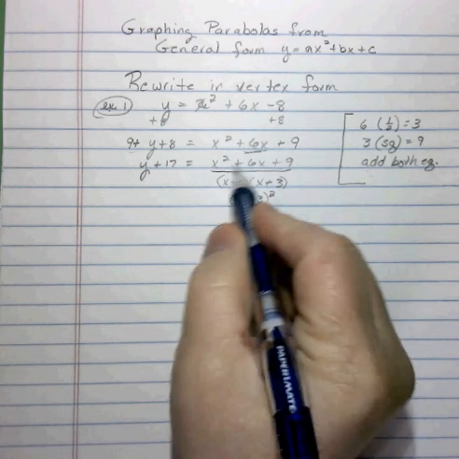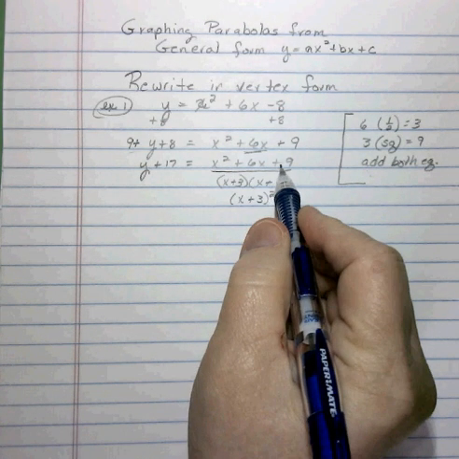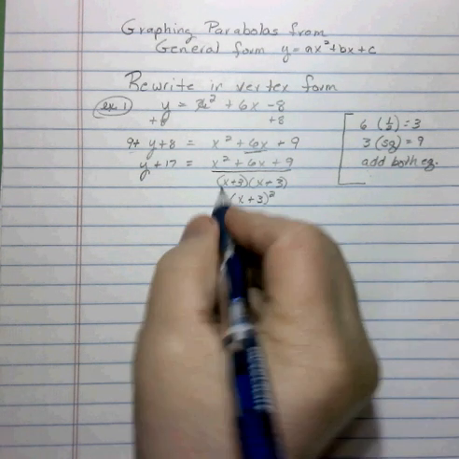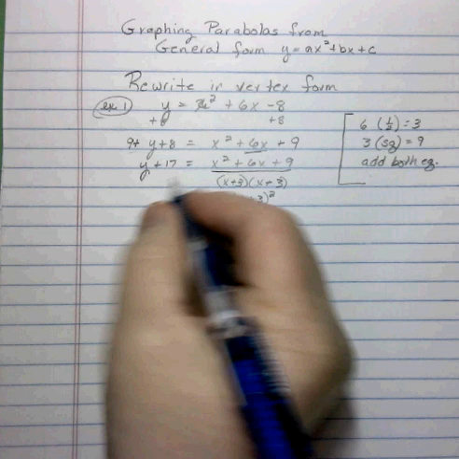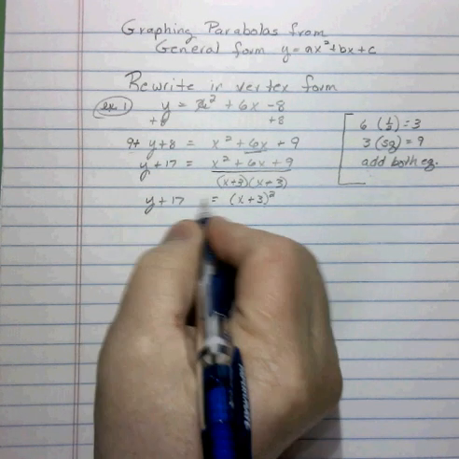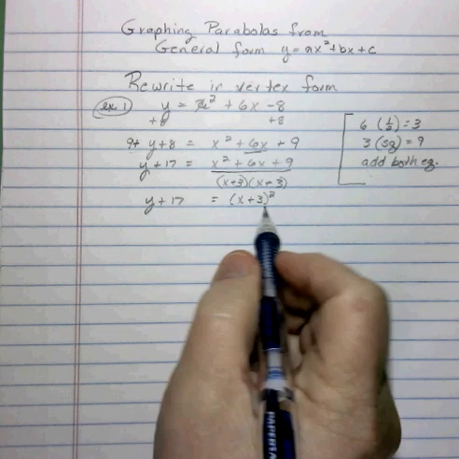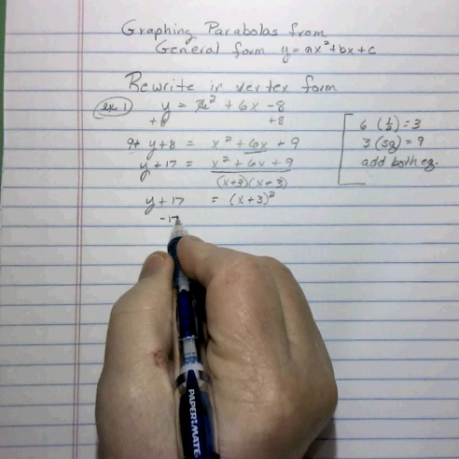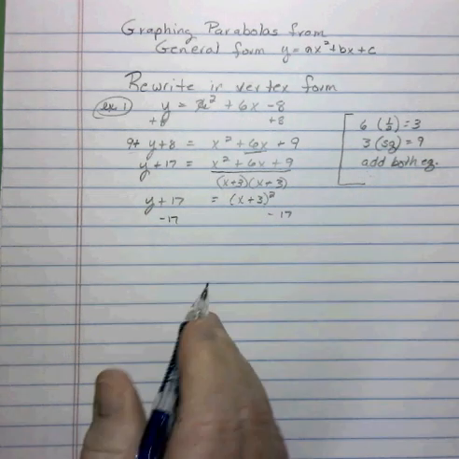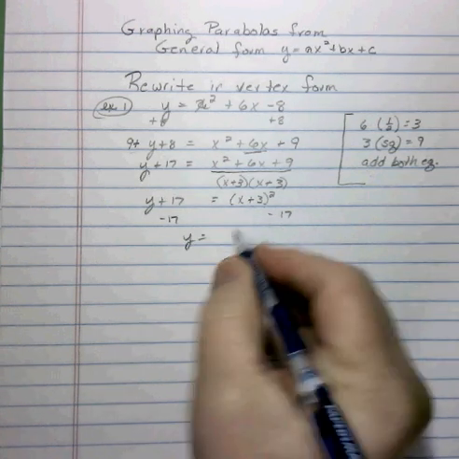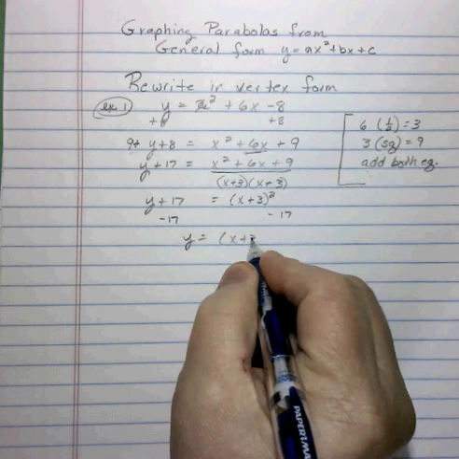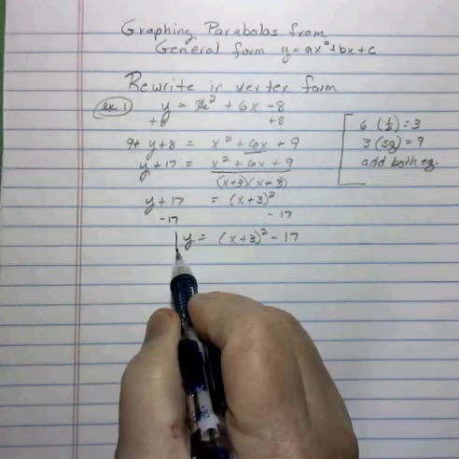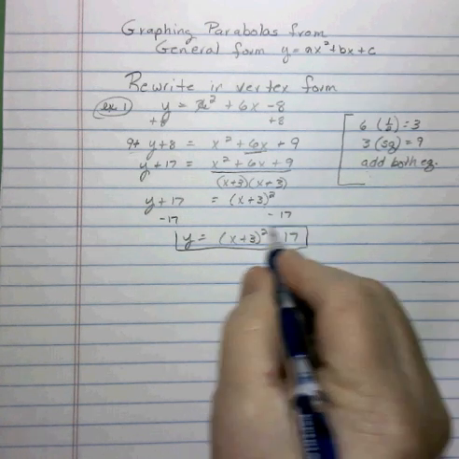Now we made this a perfect square on purpose. That is what the completing the square technique does, to make that a perfect square on purpose. The left side just comes down and follows along. Now we're going to undo the left side and get the y by itself. So we subtract 17 from both sides, and we end up with y equals x plus 3 squared minus 17. And now our equation is in vertex form.